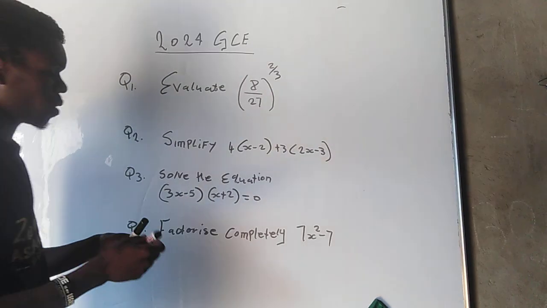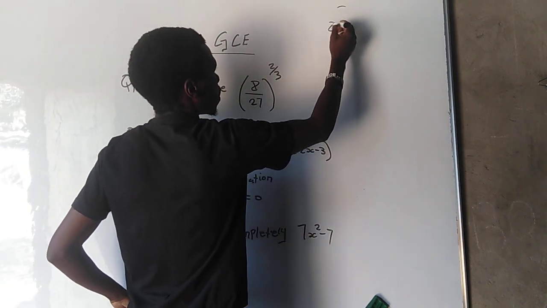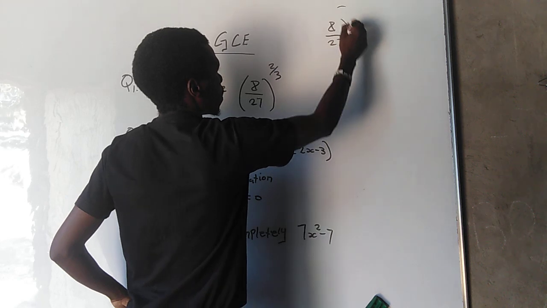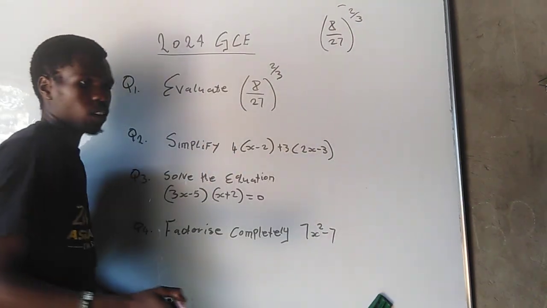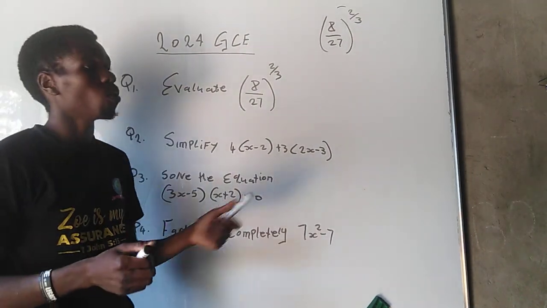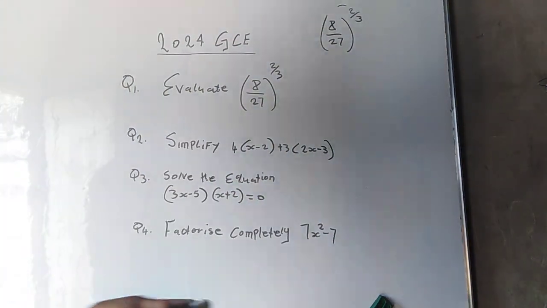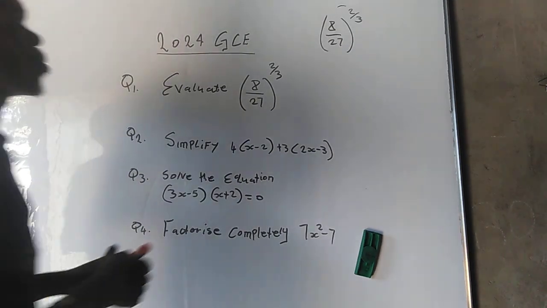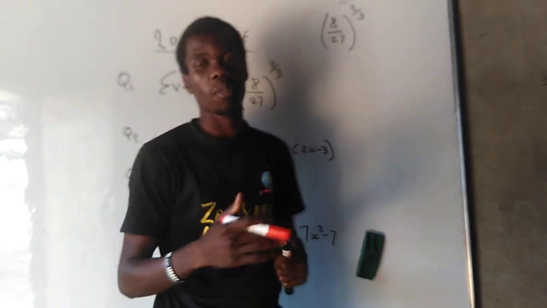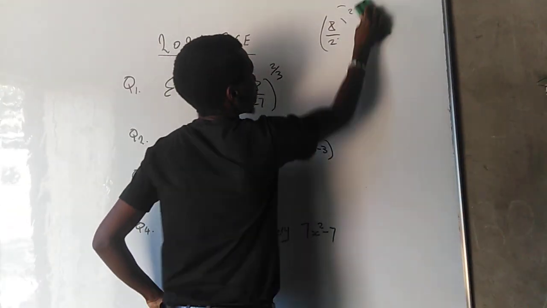Let's start with the first one. The first one is saying evaluate 8 over 27 to the power 2 over 3. Let me try and use a different marker so that I can come up with the solutions nicely. Okay, let me use the red one.